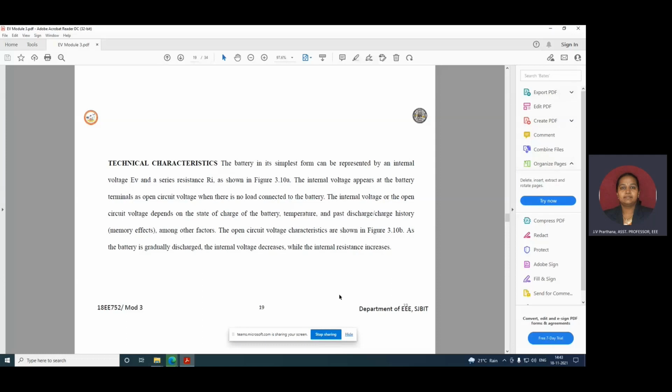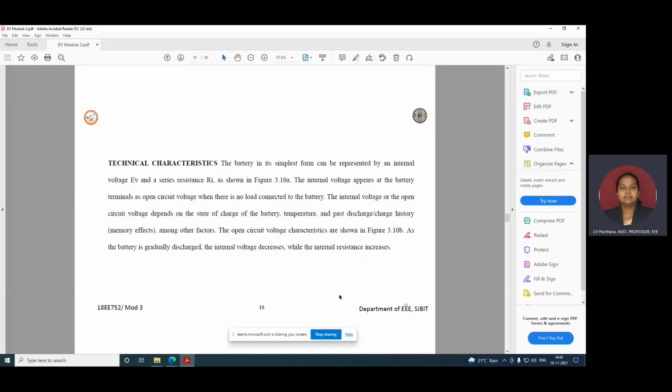Next parameter, specific energy. Specific energy is the amount of electrical energy stored for every kilogram of the battery mass. It has units in Wh per kg. Next, energy density. Energy density is the amount of electrical energy stored per cubic meter of battery volume. It normally has a unit in Wh per meter cube.